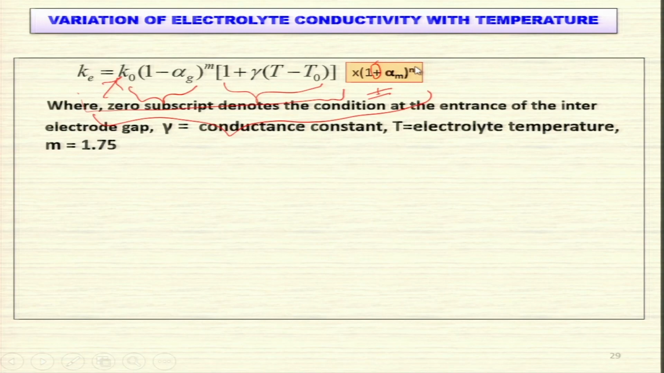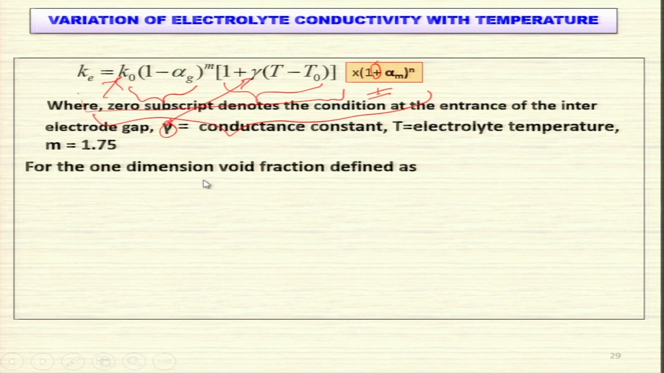Same way you have to also find out the value of N over here. Here is the M exponent, here is the N exponent. And this lambda is the conductance constant, which is available in the handbooks, where the tables are given.